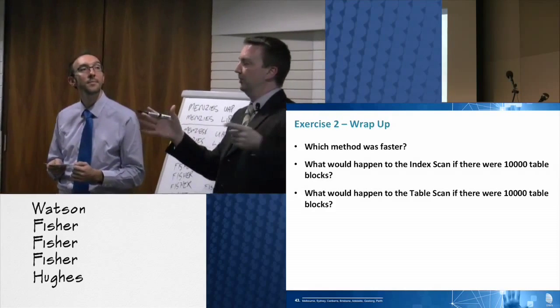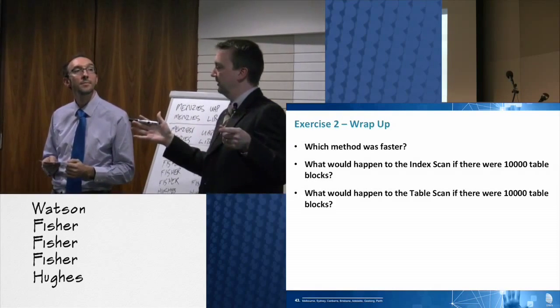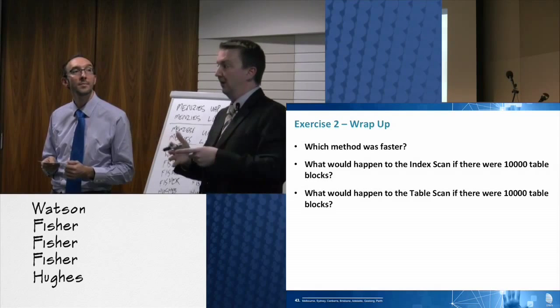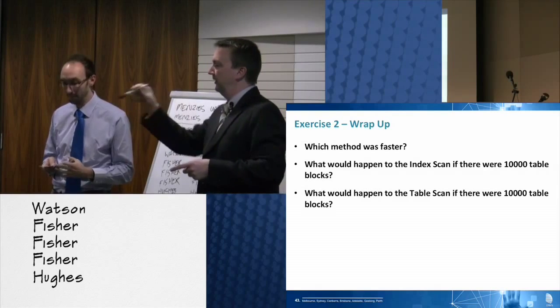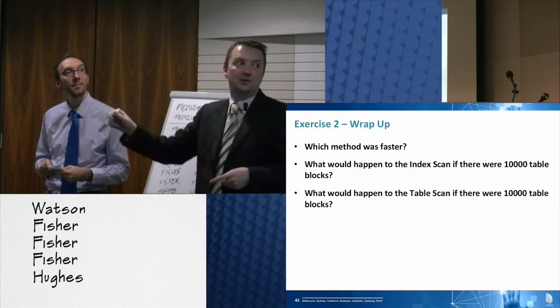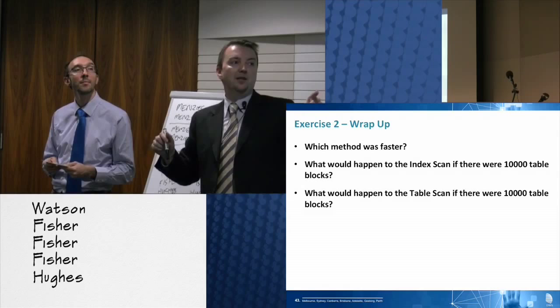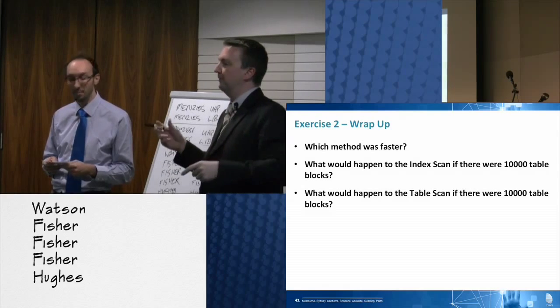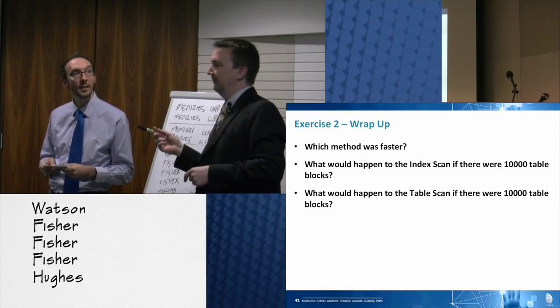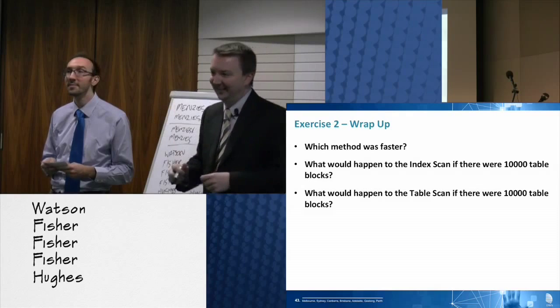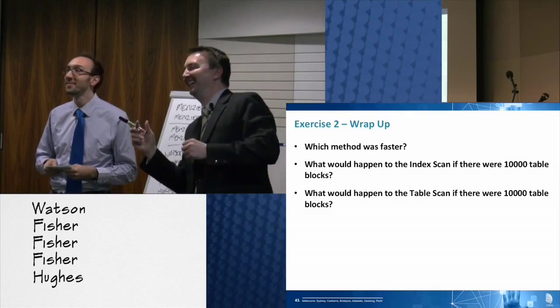What would happen to the first example, the index scan, if there were 10,000 table blocks? Assuming similar distribution of ALP, 10,000, for instance. Maybe not 10,000, but lots. Okay, lots of to and from the disk. What happened in the second example if there were 10,000 blocks in the table, in the full table scan example? 1,600.